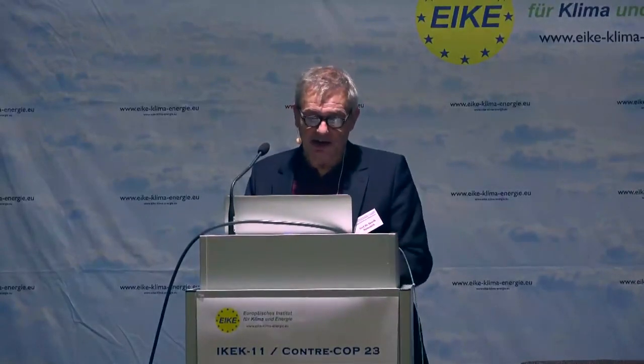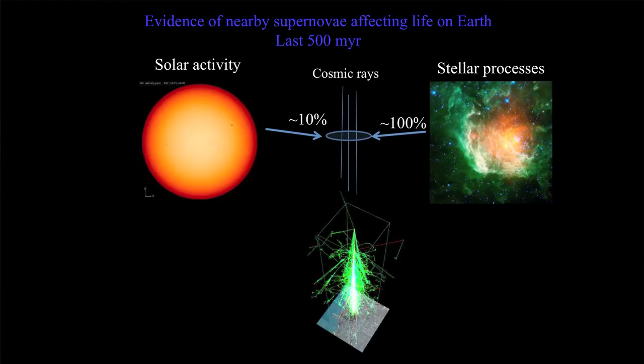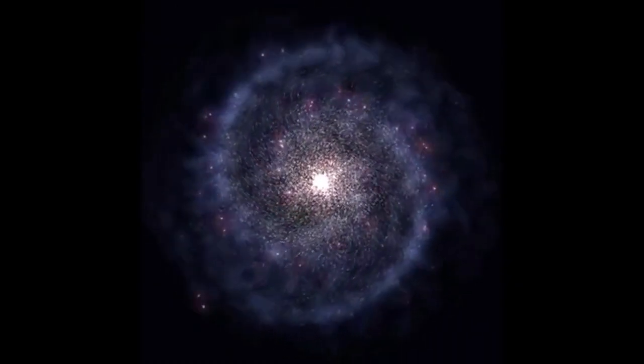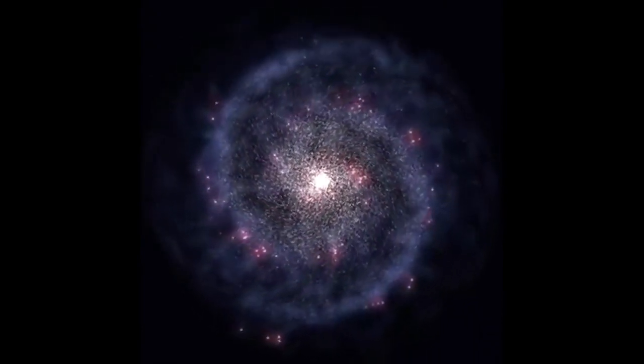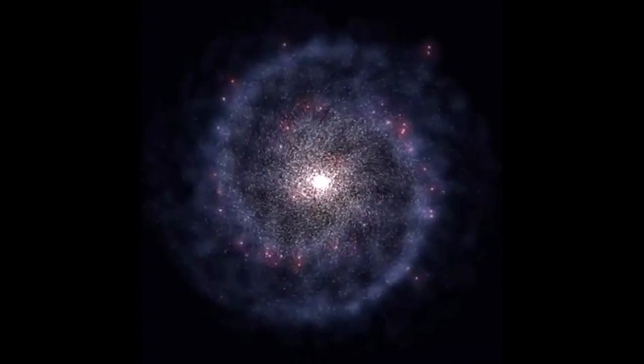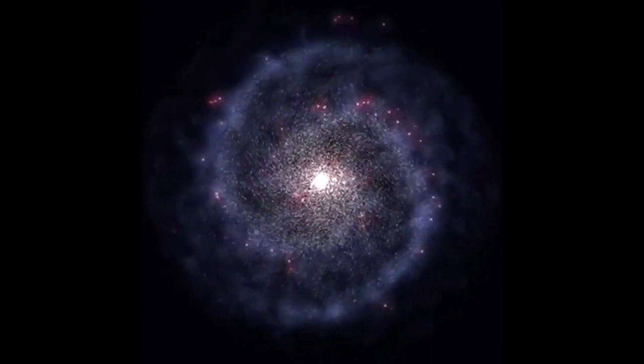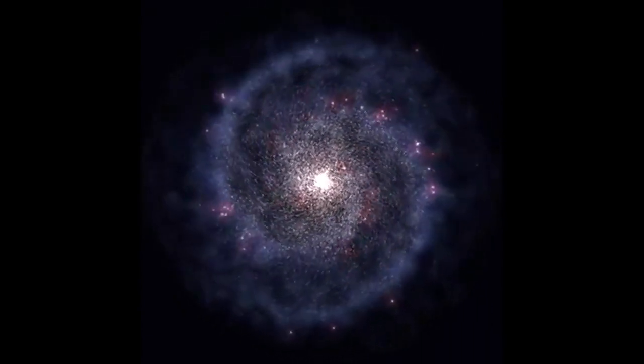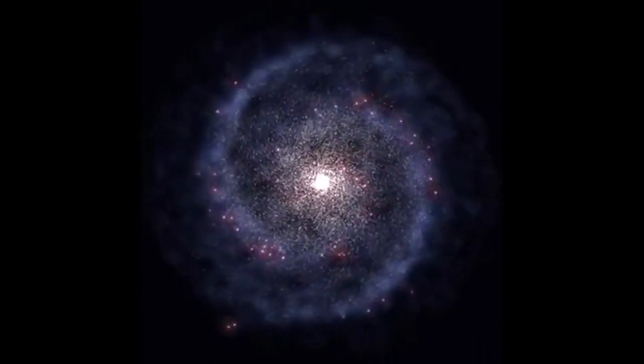And this is what you see here. We had solar modulation of 10%, but stellar processes can give you about 100%. And if we test changes on the order of 100%, you can see here, it's sort of a schematic, but you have to imagine that this is the Milky Way, and you actually go in and out of regions where you have more star formation.